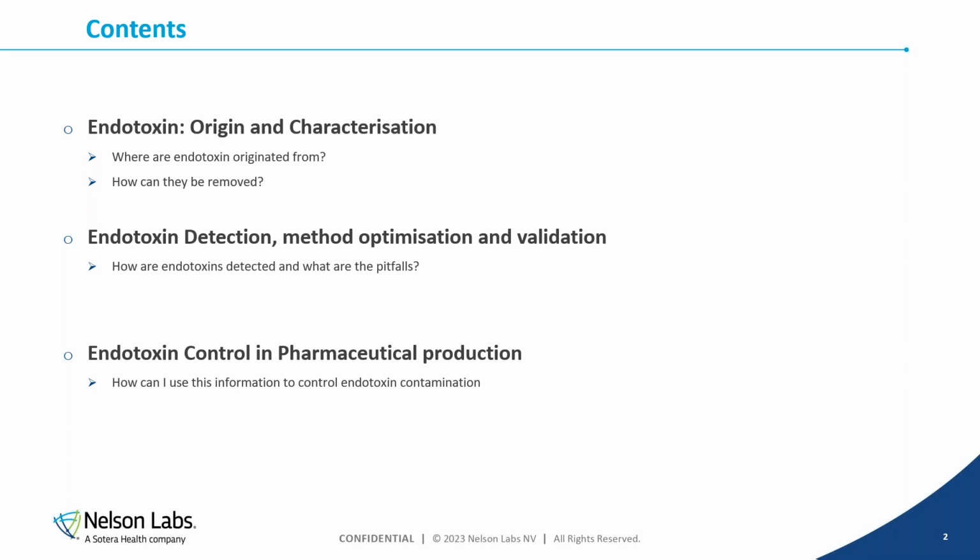So if you want to control endotoxin, what you really have to do is to study your production process and perform risk assessments. But of course, to do so, you need to know about the principles of endotoxins. What are endotoxins? Where are they coming from? How can they possibly be removed? And of course, if they are present, how can we detect them? And what are the pitfalls? So the first part of my presentation will, in a very short manner, be about endotoxins, the origin and characterization, and how we can detect them.